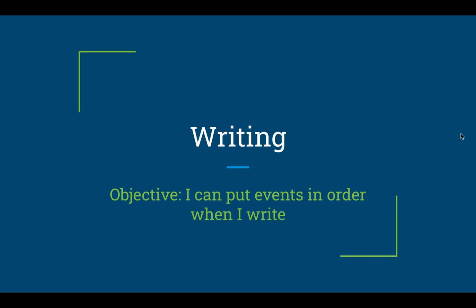All right, so for writing this week, or for today, we will be working on writing and putting events in the correct order. So our objective is: I can put events in order when I write. We've been practicing sequencing and putting things in order for reading, making sure that when we retell our stories, we are retelling in the correct order, because it matters, right? So today we're going to focus on putting events in order when you write.